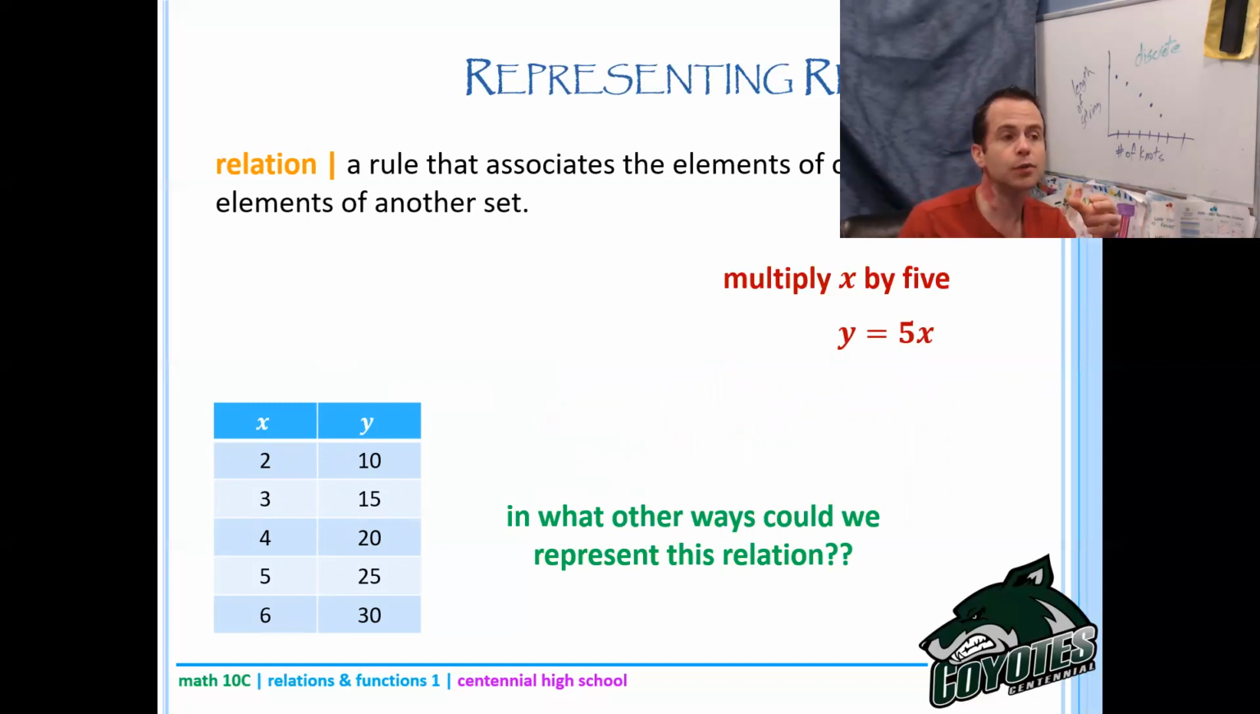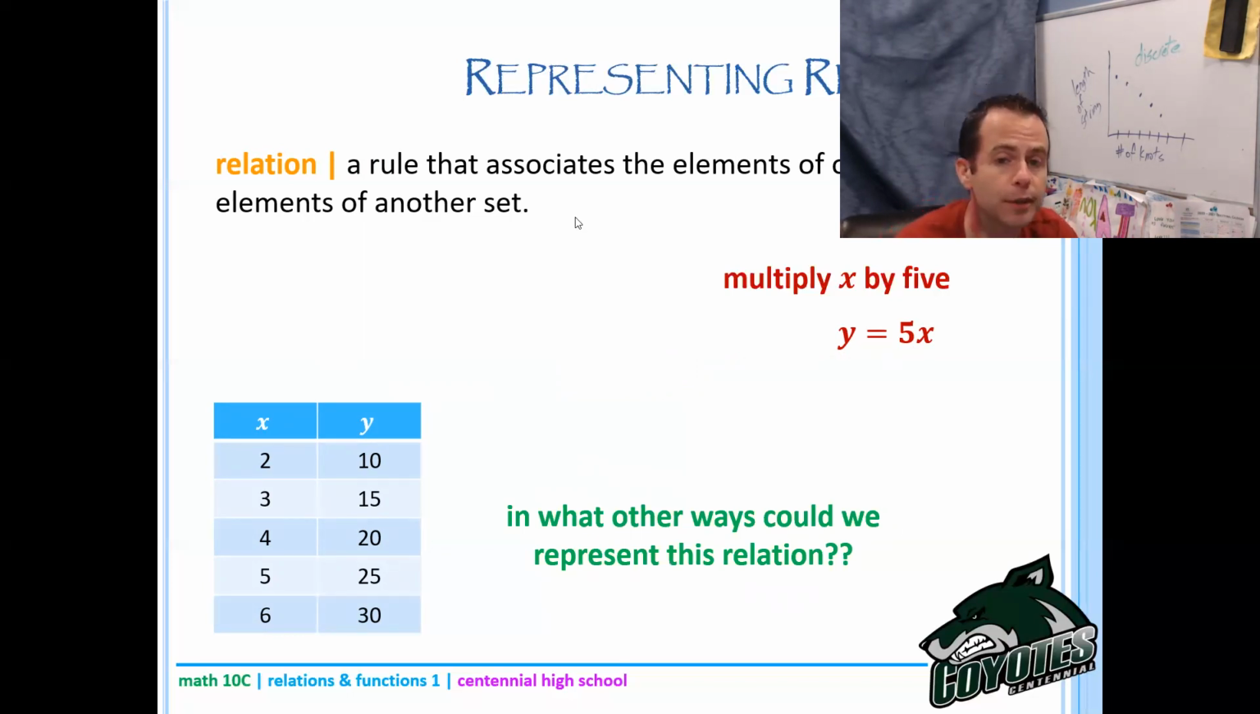So what today is all about is how we can represent a relation in multiple different ways. If you're looking at this slide right now, I've shown you 3 ways already. I've shown you a table of values, that's what I gave you in the beginning. Then you gave me a description in words, multiply x by 5. And now we've given an equation, y equals 5x.